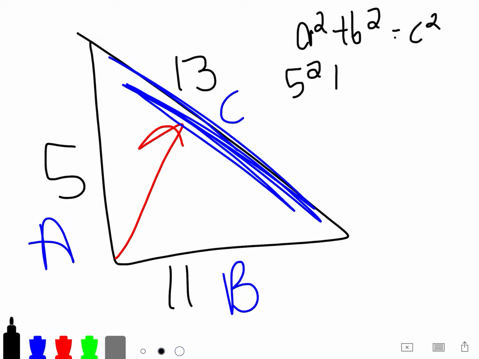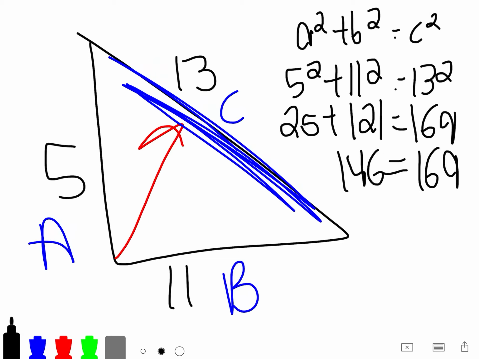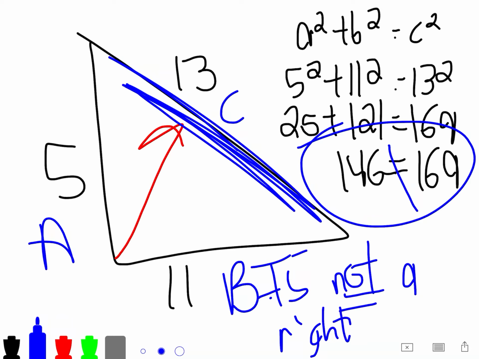So it's 5 squared plus 11 squared equals 13 squared. 5 squared is 5 times 5, which is 25, plus 11 squared, which is 121, equals 13 squared, which is 169, and 146 equals 169. That is not true because that is not correct. This is not a right triangle.